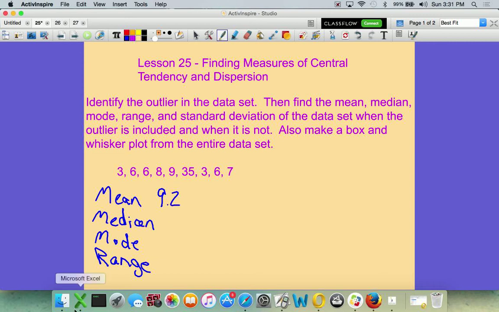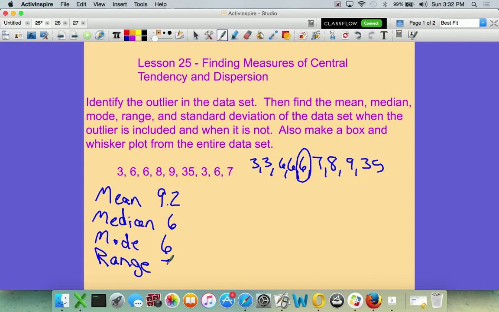For our median, we need to put these in order from lowest to highest. So we have, let's see, 7, 8, 9, and 35. And that's all of them. Median is simply the middle number. So there's our 6 there. Mode is most often. We've got 3 6s, so that is that. And our range is our highest number minus our lowest number, which is 35 minus 3, or 32.